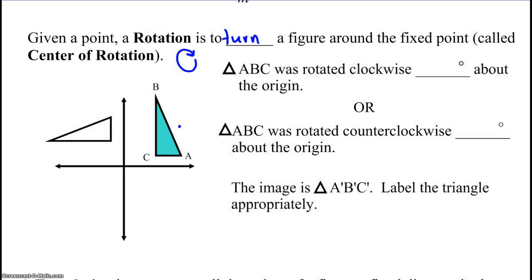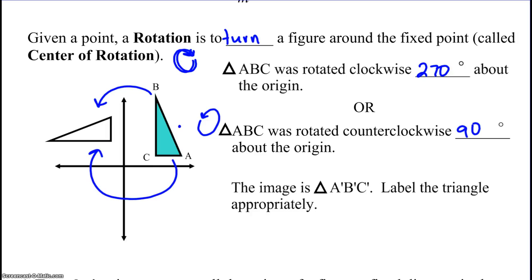So back to our notes, when ABC was rotated clockwise, going in this direction, it went a whole 270 degrees around the origin. Or if we went the other direction, counterclockwise, the opposite direction that a clock moves, then we decided that it went only 90 degrees. When I moved it from here to there, that was counterclockwise. When I moved it from here to there, that was clockwise.